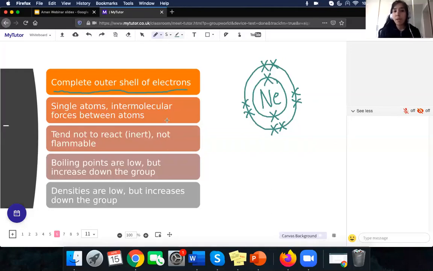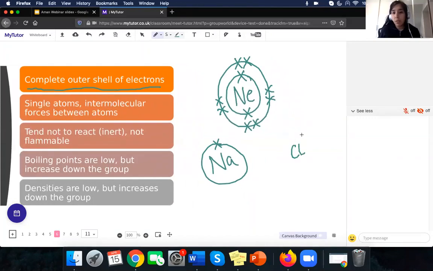We know that metals, for example sodium, will have 1 electron in its outer shell, and the halogens, something like chlorine in group 7, will have 7 electrons in its outer shell. So what does that mean? It means that sodium likes to lose an electron to get its full outer shell, and chlorine likes to gain an electron to get its full outer shell.